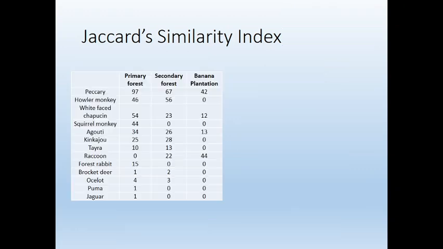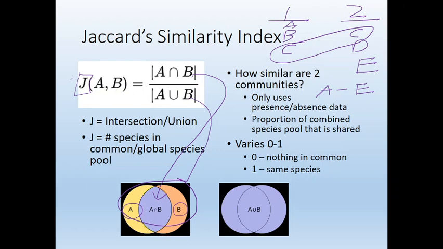Anyway, let's move on. Here's a little example of some made up data looking at a tropical rainforest, where we have a primary forest, a secondary forest, so a forest that's been cut down and regrown, and then a banana plantation. Which organisms do we see where? Let's say we want to find out which two of these communities are most similar. It's really easy to see when we have really simple examples, with only 5 species here.